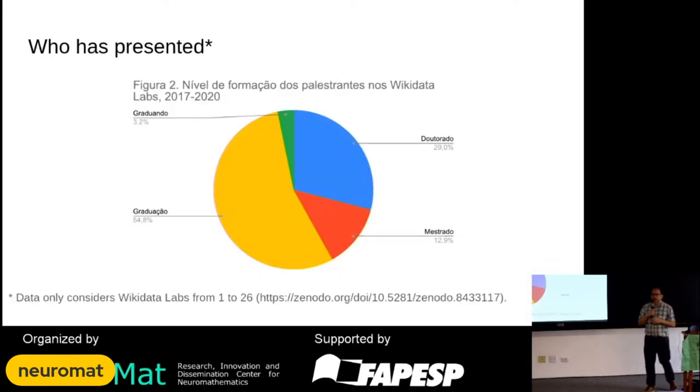In the paper, we have tried to do a sort of demographics of the Wikidata Labs as they were developed, not all of them, but at least from number one to number 26. So we are 13 sessions late. This is number 39 today. But as you know, papers have their own temporality, so we didn't address all of them.